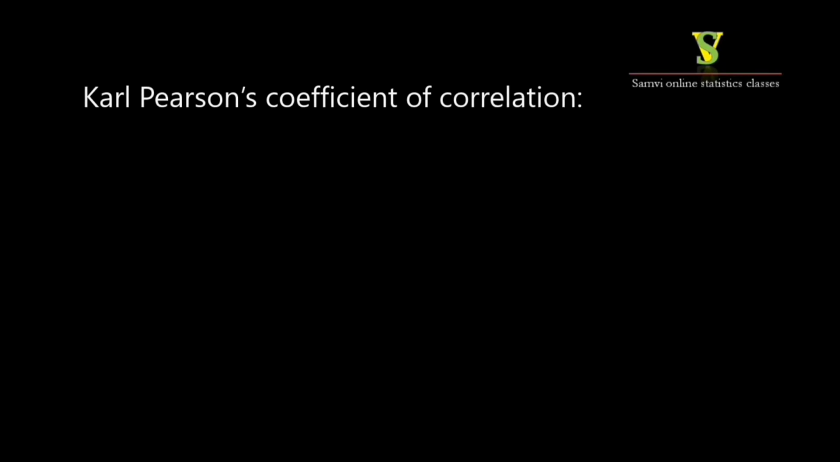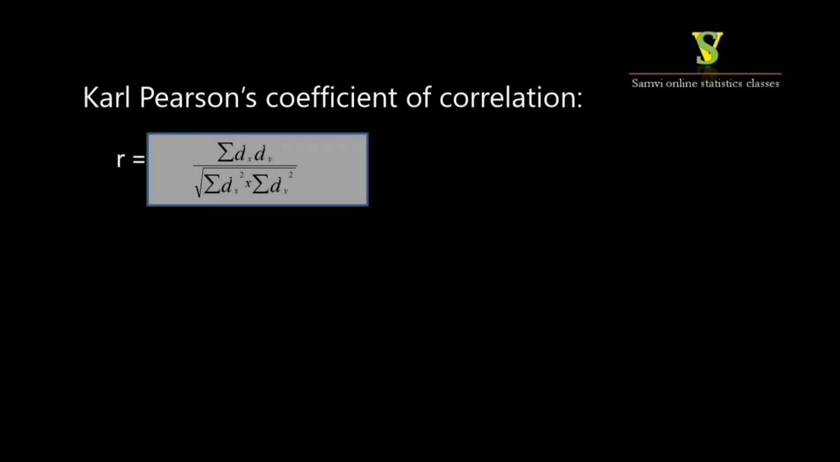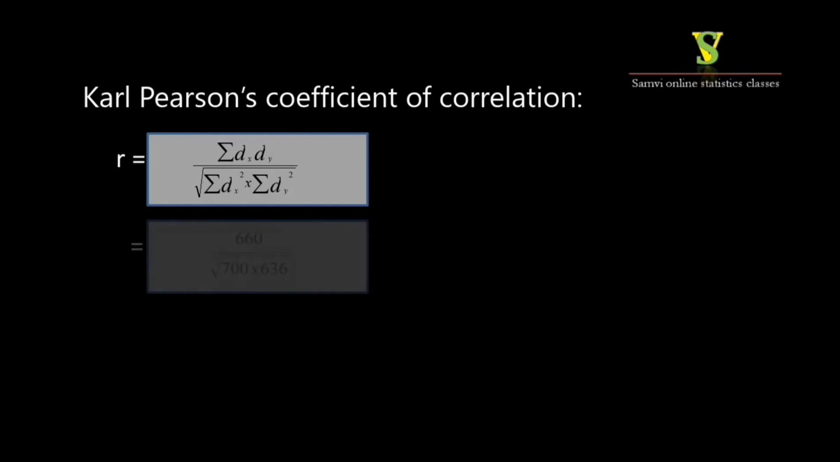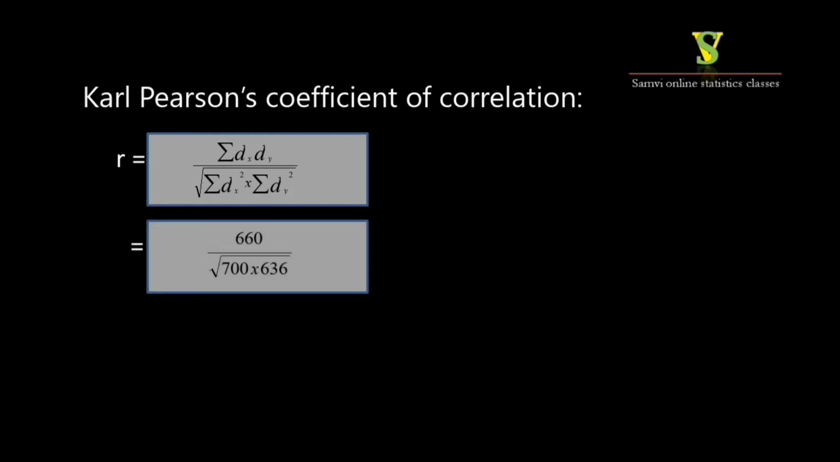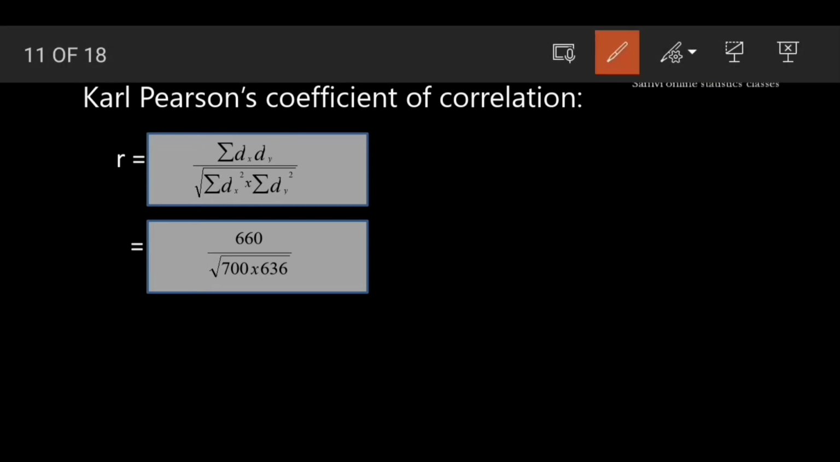Getting? So now you have to use the formula and find out what is the correlation coefficient between x and y. So Karl Pearson's coefficient of correlation, we know the formula. R is summation of dx dy divided by square root of summation of dx square into summation of dy square. Just substitute the values here. So if I substitute it, I'll get here 660 divided by square root of 700 into 636. First you have to multiply these two values, 700 into 636, then take the square root. Once you got the denominator value, then you have to divide 660 by that value.